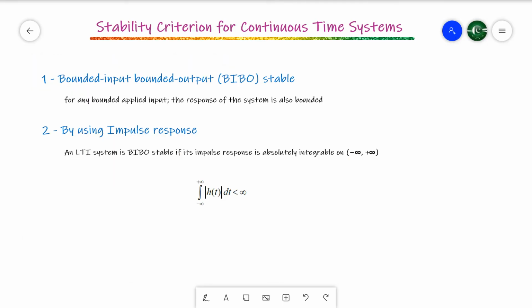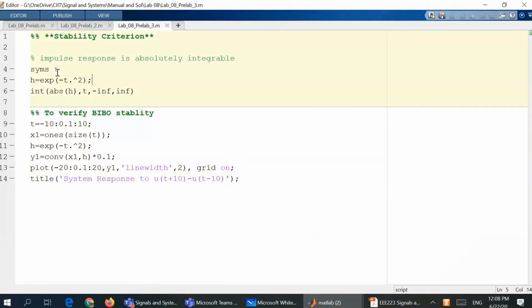Okay, now if we know the impulse response of a system, then there is another criterion to find the stability, which is that an LTI system is stable only if its impulse response is absolutely integrable over minus infinity to infinity. The expression for this is the absolute value of h of t integrated from minus infinity to infinity. We can do the same thing in MATLAB by defining time on the symbolic platform, defining the impulse response of the system, and taking the integral of the absolute value of h from minus infinity to infinity over time.